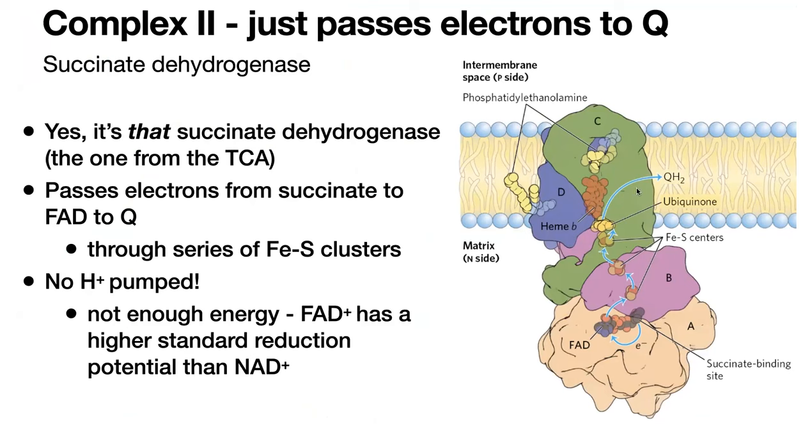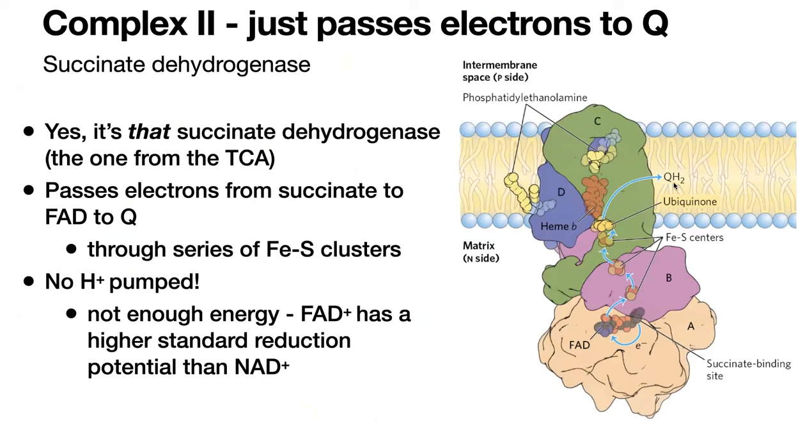So it's going to pass the electrons from succinate to FAD, then ultimately, through some iron sulfur centers to ubiquinone to give us ubiquinol. What's a little confusing is, yes, we're going to be transferring these electrons, but we're not actually going to be pumping any protons. So you might wonder, well, what's the point? Well, the point is to get the electrons to ubiquinone.